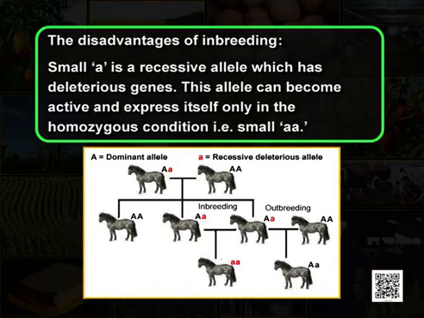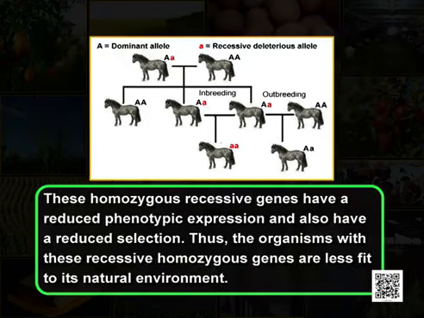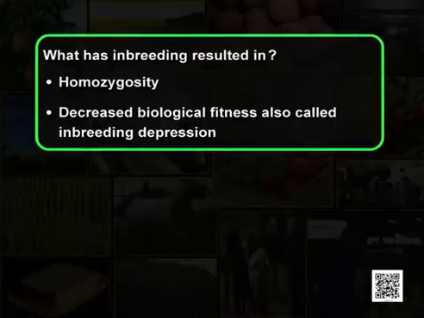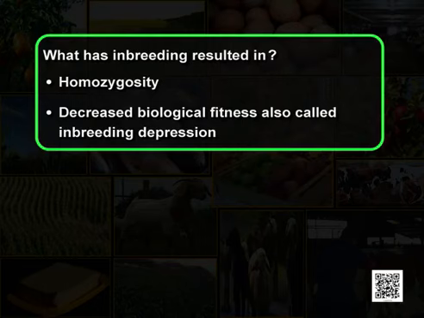As you can see here, small a is a recessive allele which has a deleterious gene. This allele can become active and express itself only in the homozygous condition, that is small a. Now, these homozygous recessive genes have a reduced phenotype expression and also have a reduced selection. Thus, the organisms with these recessive homozygous genes are less fit to their natural environment. So, now what has inbreeding resulted in? Homozygosity, decreased biological fitness, also called inbreeding depression.